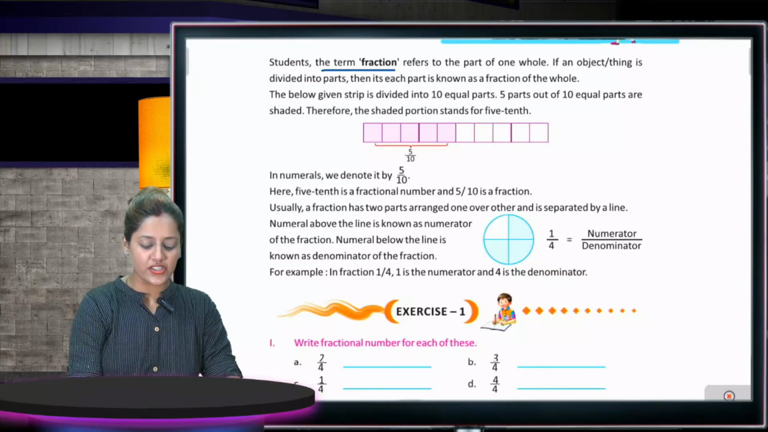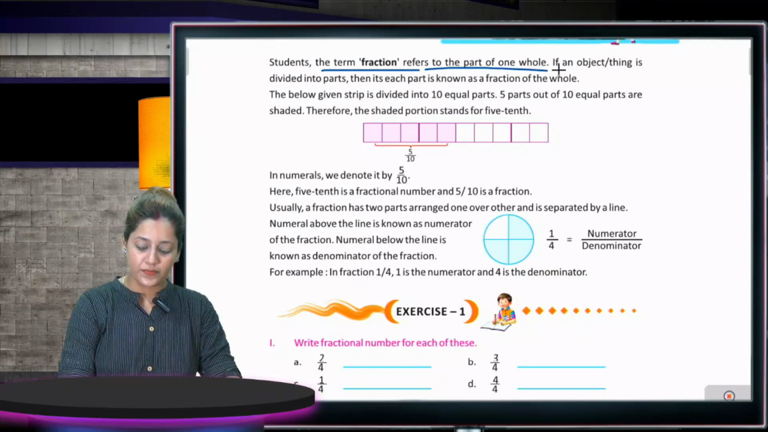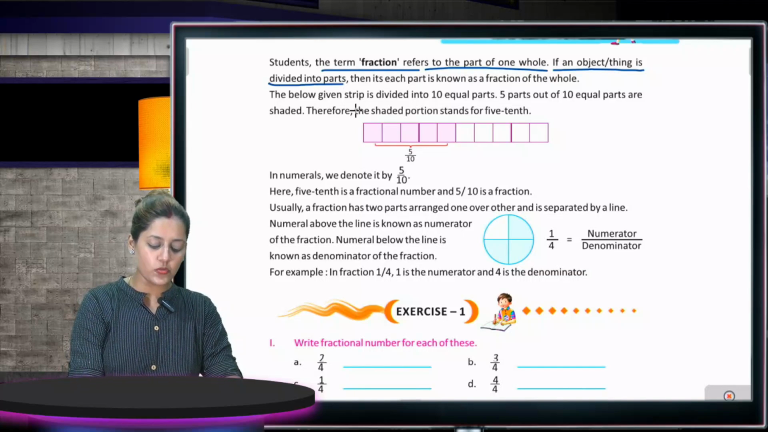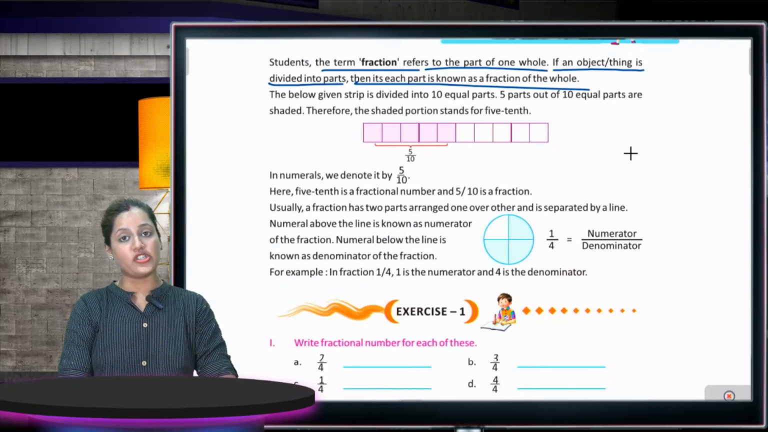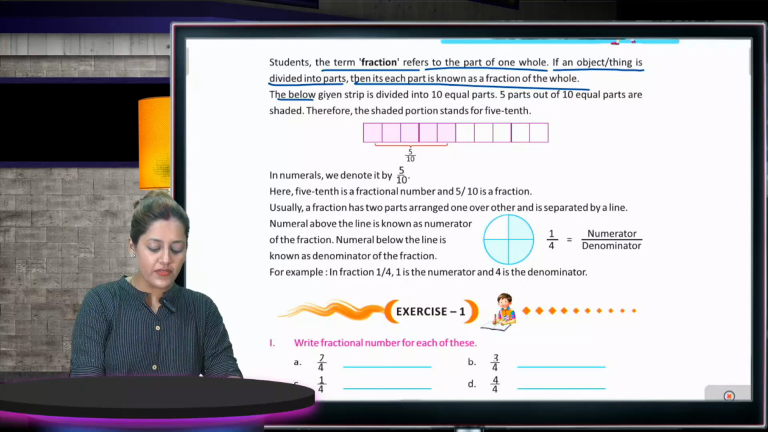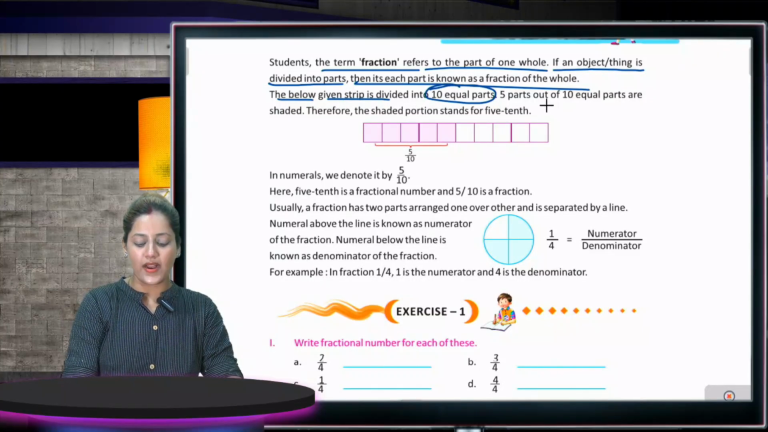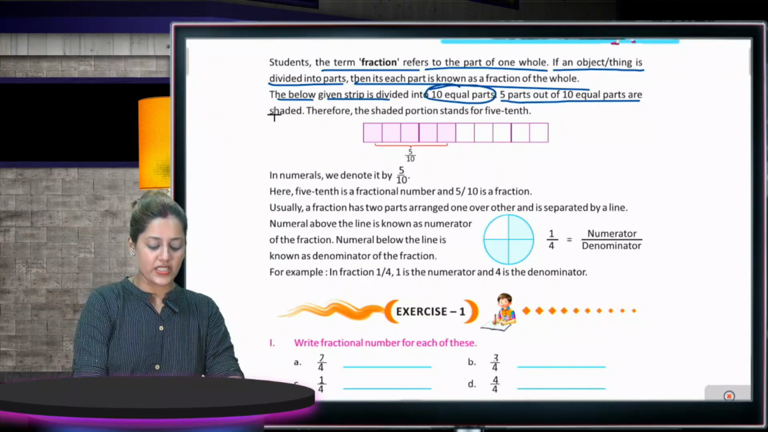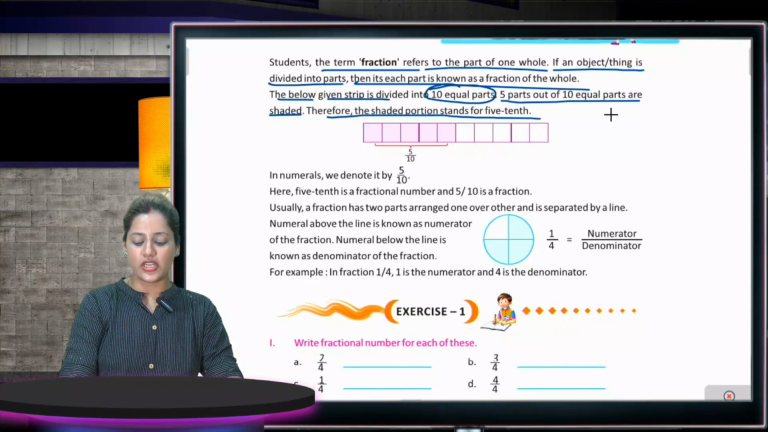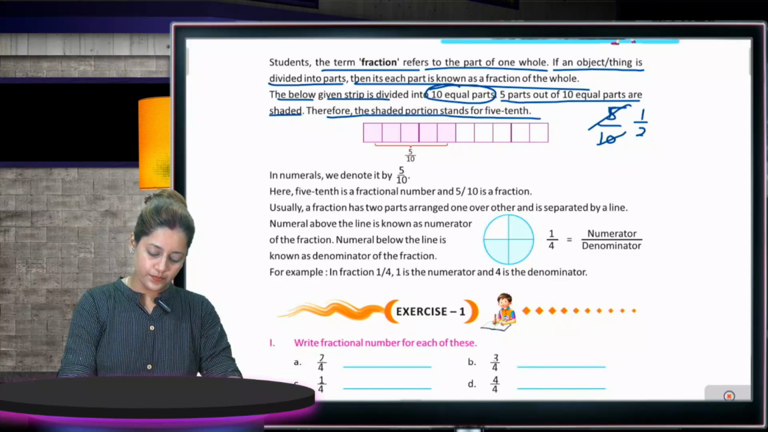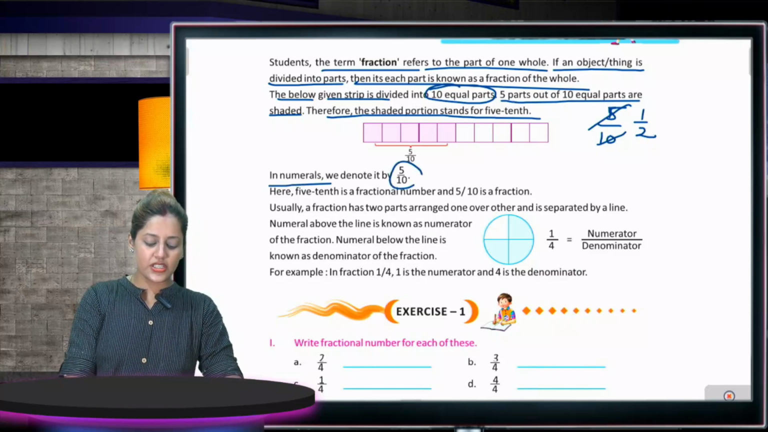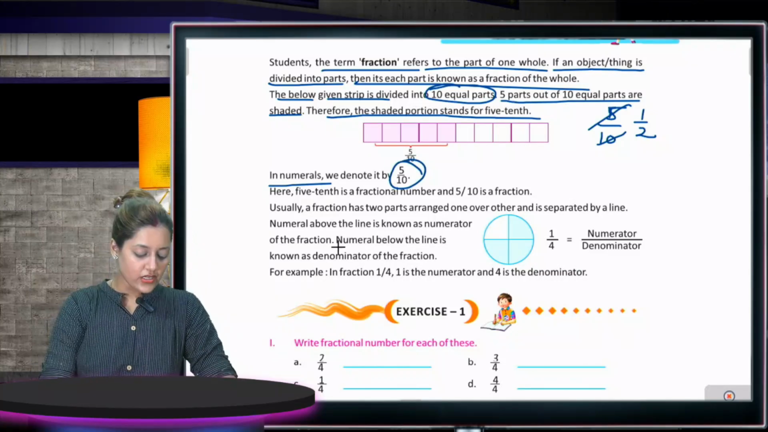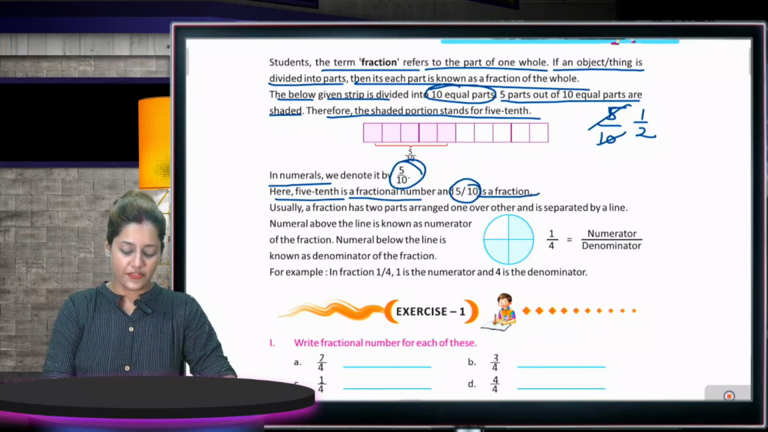Students, the term fraction refers to a part of one whole. If an object or thing is divided into parts, then each part is known as a fraction of the whole. This strip is divided into 10 equal parts. 5 parts of the 10 equal parts are shaded, therefore the shaded portion stands for 5 upon 10, that is 1 by 2. In numerals, we denote it as 5 upon 10. Here 5 tenth is a fractional number, 5 by 10 is a fraction.